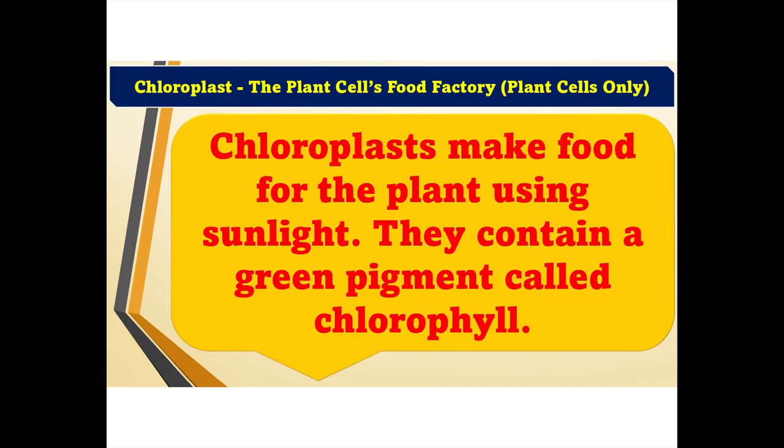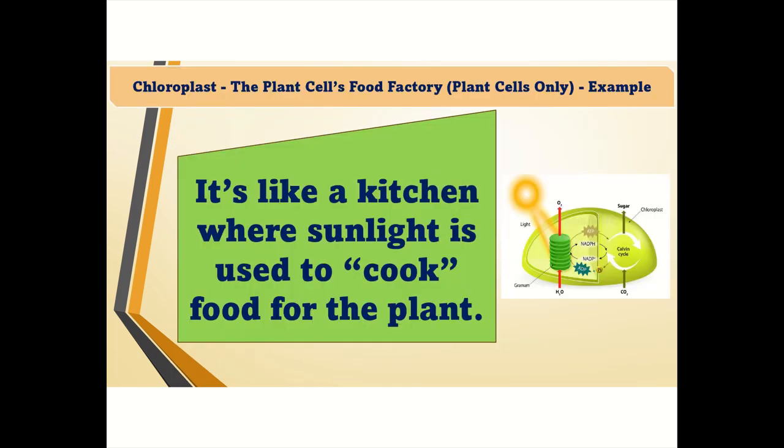Chloroplast, the plant cell's food factory, plant cells only. Chloroplasts make food for the plant using sunlight. They contain a green pigment called chlorophyll. Example, it's like a kitchen where sunlight is used to cook food for the plant.